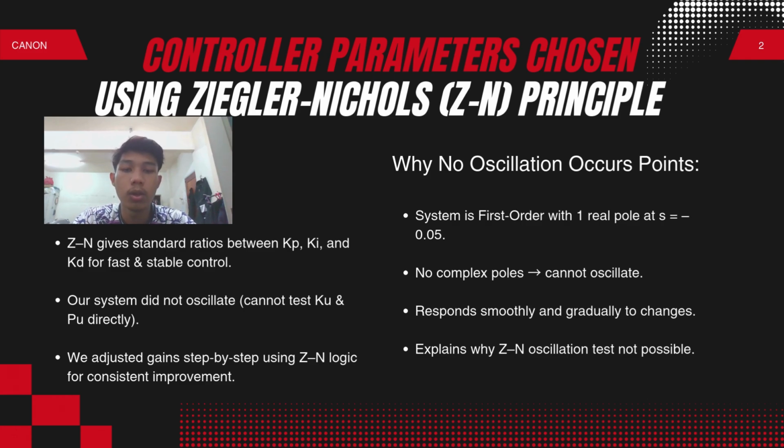As for why no oscillation occurred, our system is first order with only one real pole at s equal to negative 0.05. Since there are no complex poles, the system cannot oscillate. This is why the Ziegler-Nichols oscillation test wasn't possible, and the system instead responds smoothly and gradually to change.